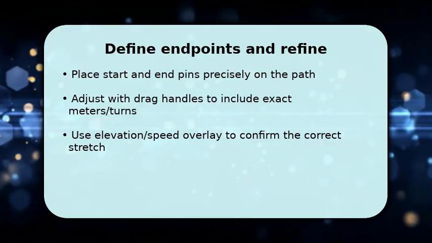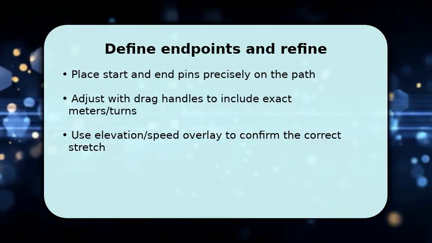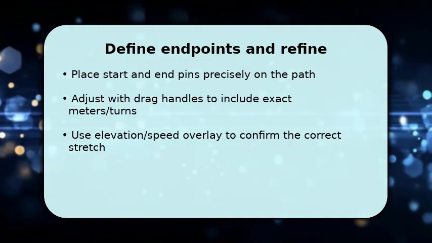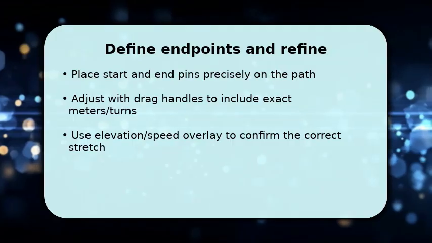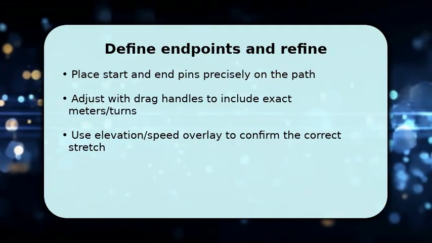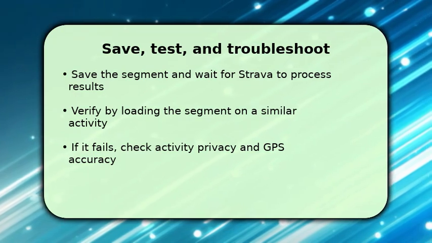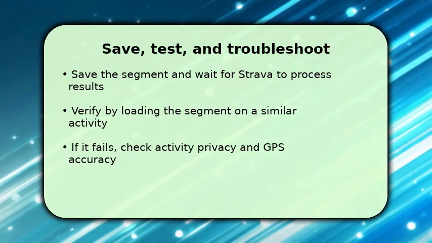If the segment crosses intersections, shorten it to avoid accidental shortcuts. Make sure to name it descriptively so others recognize the location. You finish by giving the segment a clear name, set visibility options, then click Save. Strava will process and index it across activities.